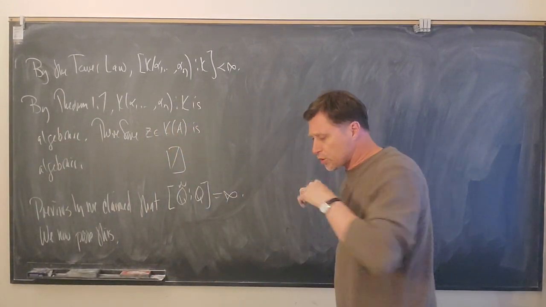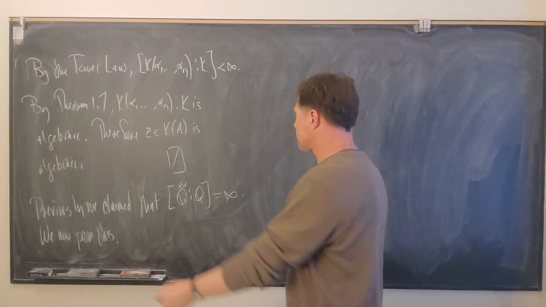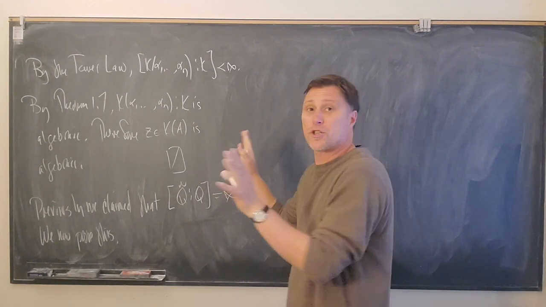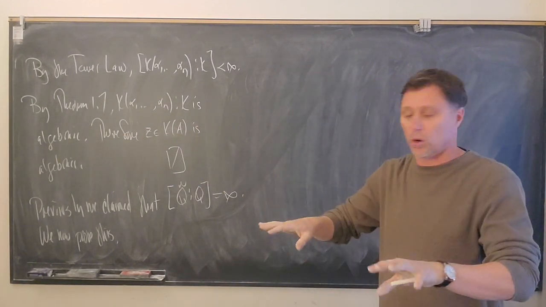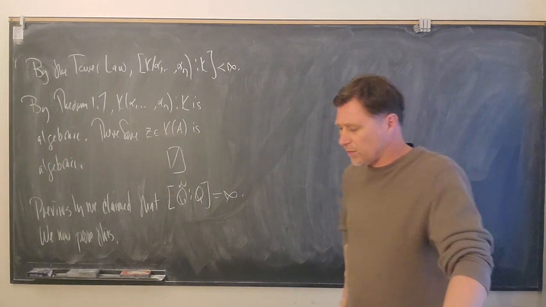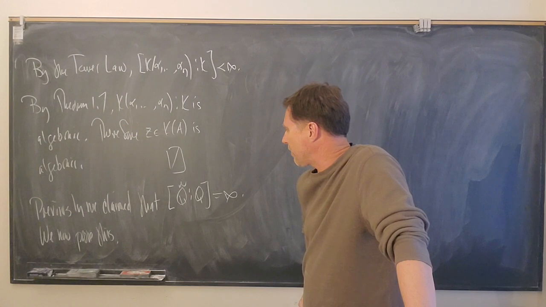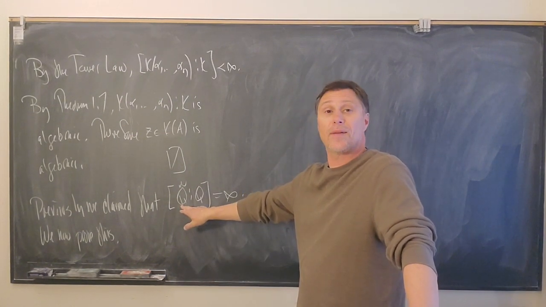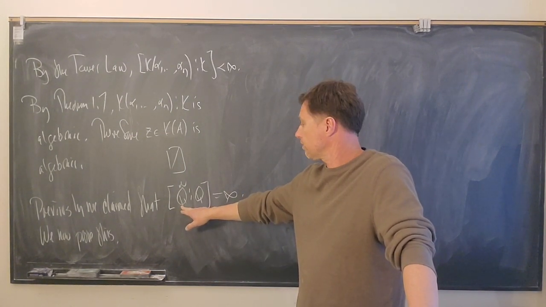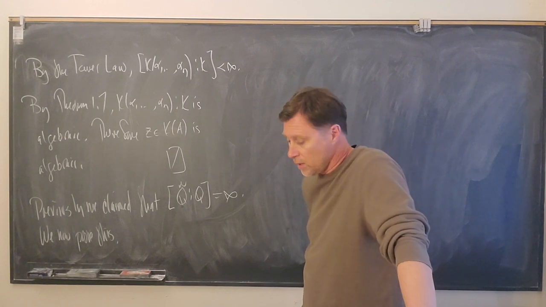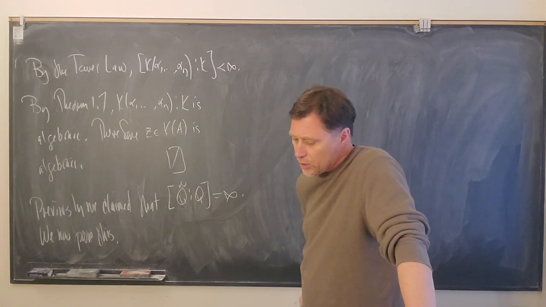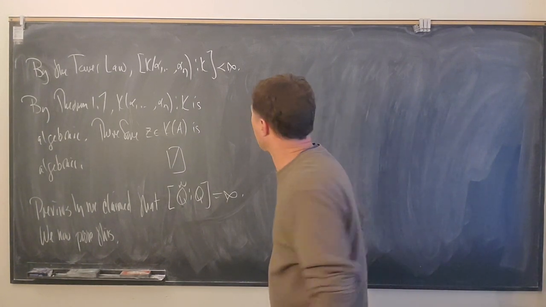And I'm actually going to do two different proofs. I'm going to say a few introductory words, and then I'm going to do one proof, and then I'm going to give a similar proof. So remember, what do we have here? This Q tilde is the set of algebraic elements. I want to show that this extension is infinite. And so we're going to do this by contradiction.